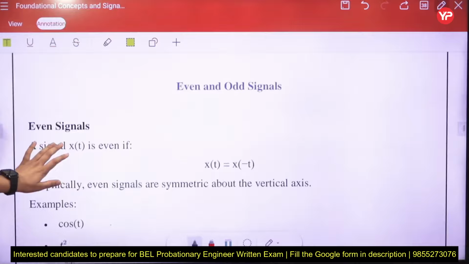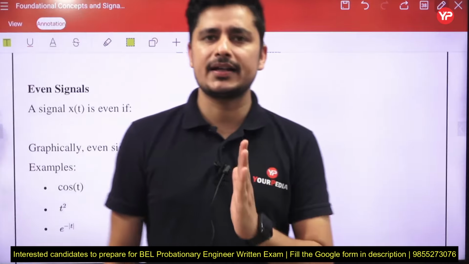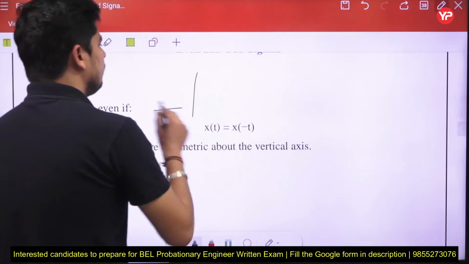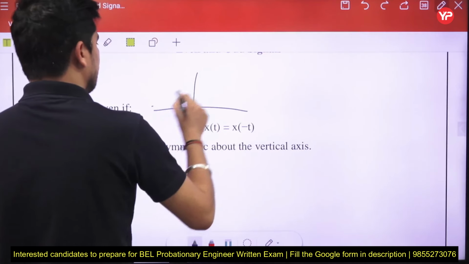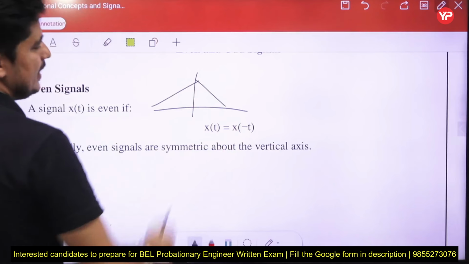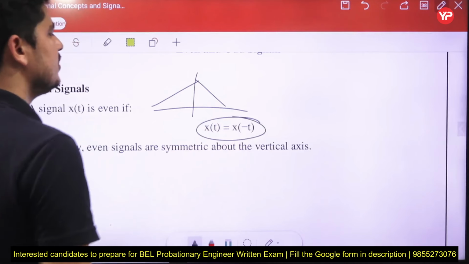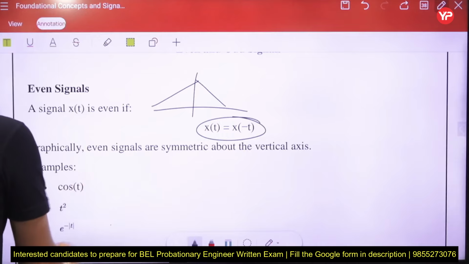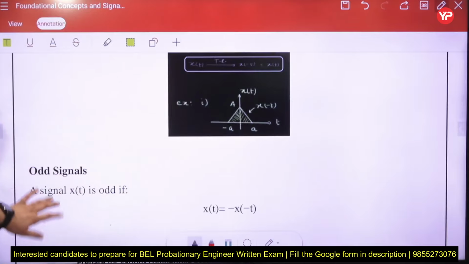Even and odd. Even signals are those signals which are symmetrical about the y-axis. If you make a graph of an even signal, it will always be symmetrical about the y-axis. This is an example of an even signal. And in mathematical expression, x(t) equals x(minus t). If any signal satisfies this condition, it will be an even signal. These are examples of even signals: cos t, t square, e raised to the power mod t, right?